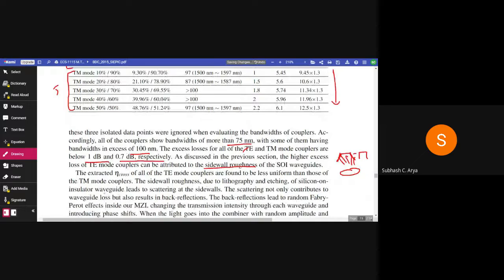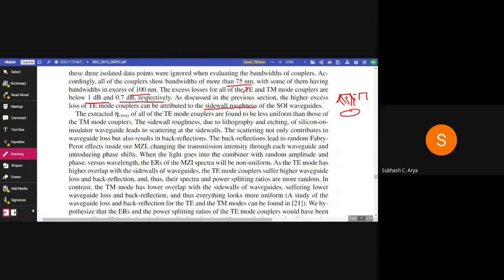Now, the extracted eta cross of all of the TE mode couplers are found to be less uniform than those of the TM mode couplers that we have seen. Uniformity is less for TE mode, however, uniformity is more in TM mode. That is why bandwidth is also more.